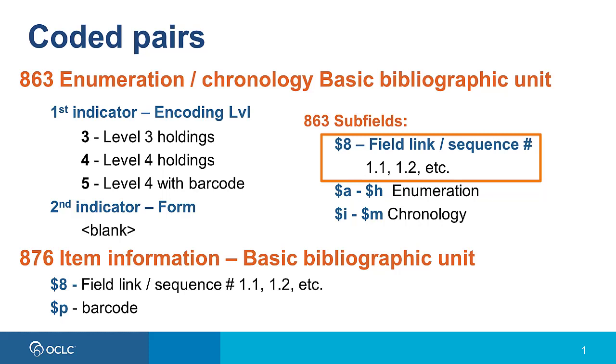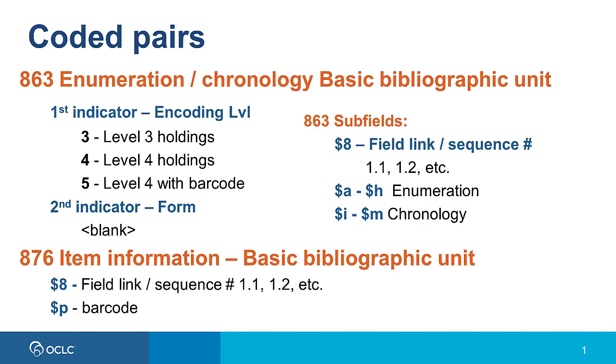This would be followed if you had to add, for example, a second volume or second issue. This would be followed by an 863 subfield 8 1.2, the 1 linking it back to the same caption in the 853, and the 2 indicating this is the second 863. And then you would record the enumeration in subfields A to H, depending on how many levels you're going to have. And the chronology would be recorded in subfields I to M.